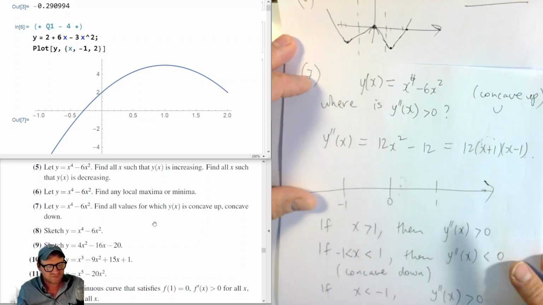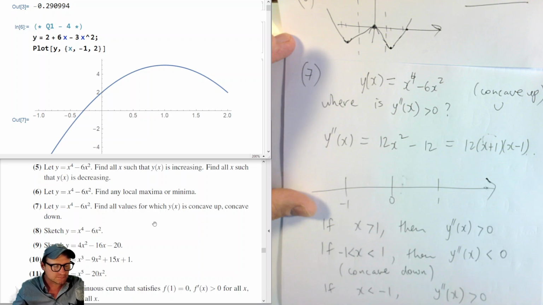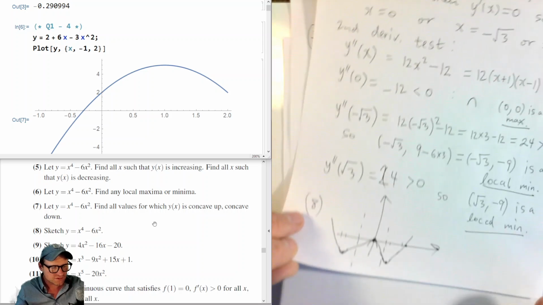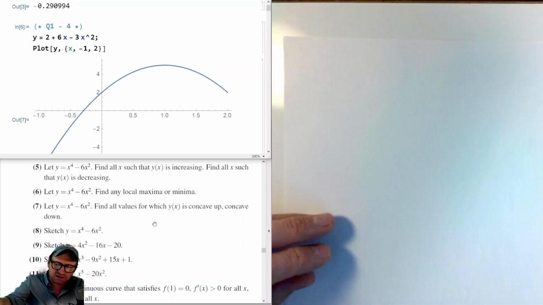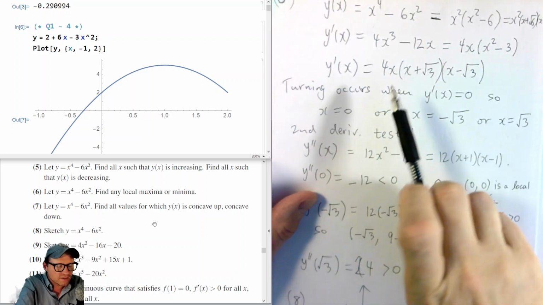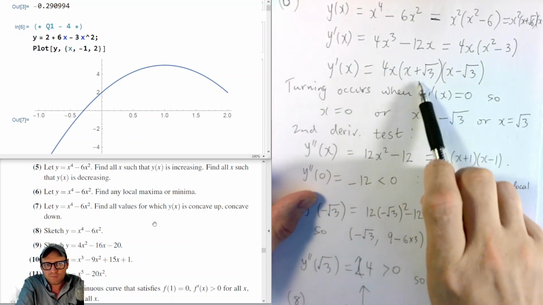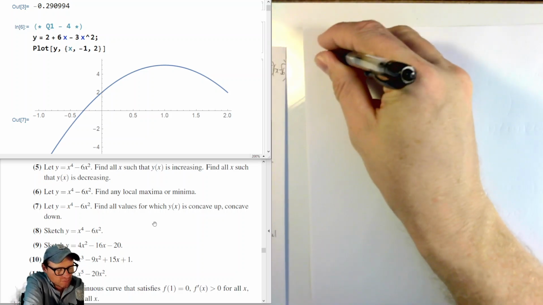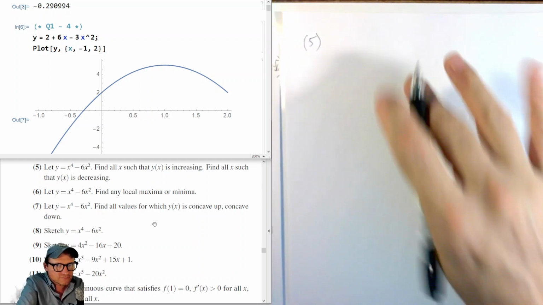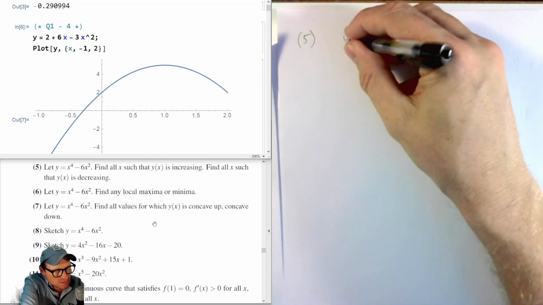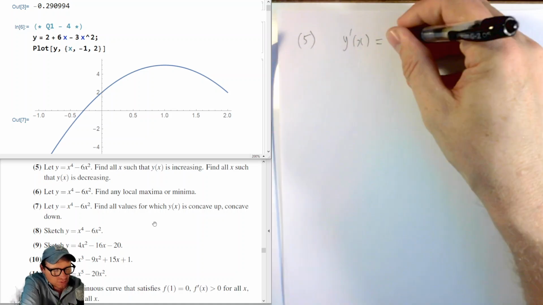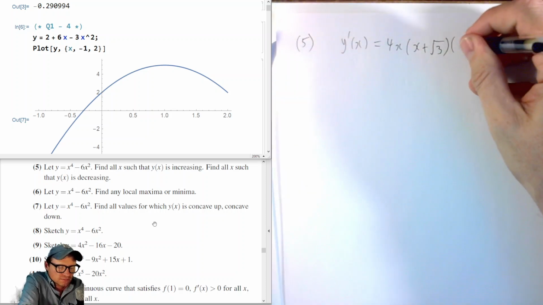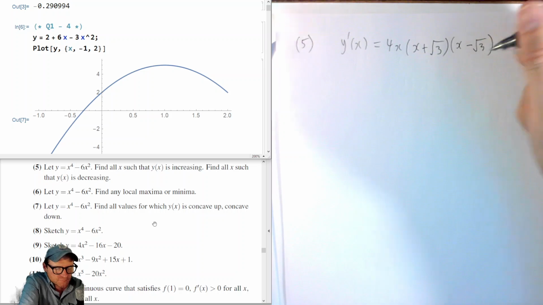Okay, and now question 5, I said it was a little bit tricky. It's helpful to know the roots of the first derivative, so let's go ahead and find that again. So we know the roots of the first derivative are 0, minus root 3, and plus root 3. Okay, so let's take some of the information we have from question 6 to do question 5. So we have y dash of x is equal to 4x times x plus root 3 times x minus root 3.